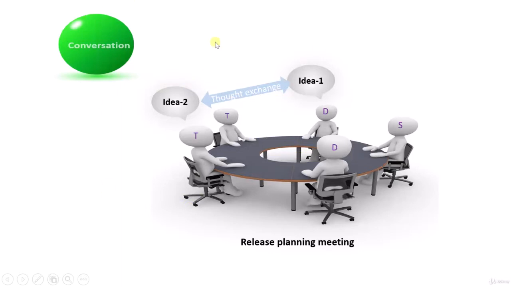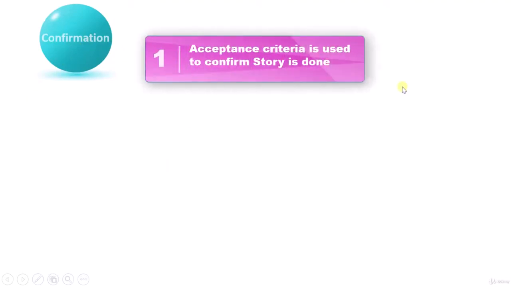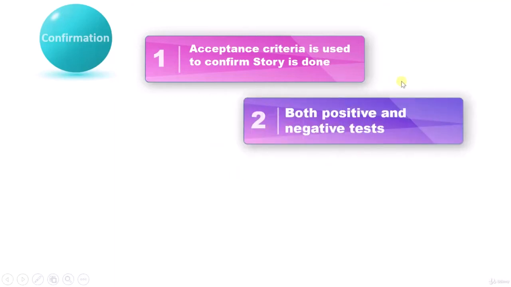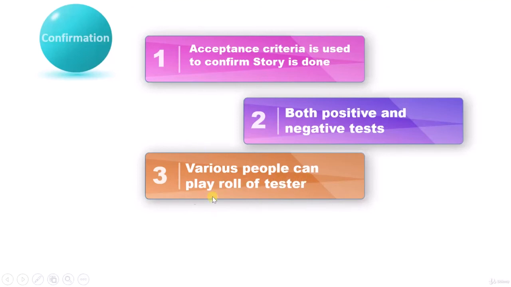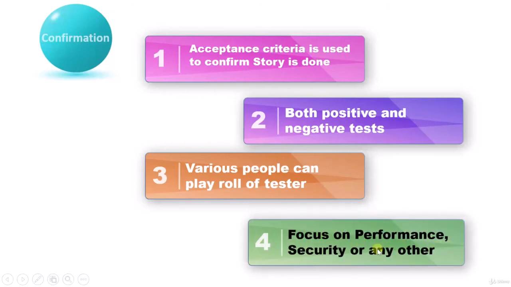Once the conversation is done, we come to the next stage, that is confirmation. In this, the first thing is that acceptance criteria is used to confirm a story is done. If we write an acceptance criteria, then we say that the story is done. The second thing is, when we are writing the user story, we have to consider both positive and negative tests. Next, various people can play the role of a tester. Sometimes a developer can also play the role of a tester when he is confirming the acceptance criteria at that point of time. And then they may focus on the performance, security, and some other aspects of the requirement.